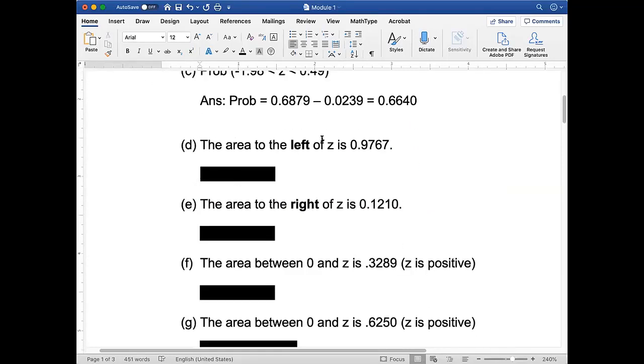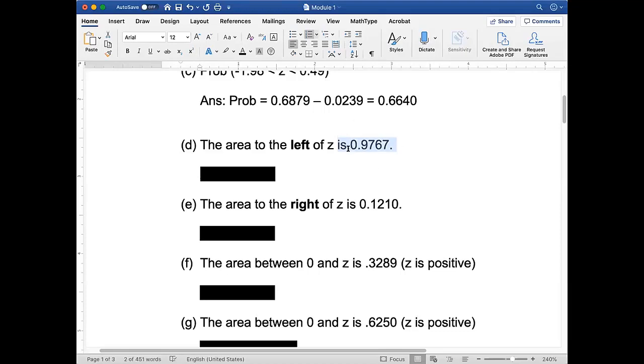It says the area to the left of a Z is 0.9767. The area to the left of a Z is 0.9767. Okay, so you want to ask yourself, what is this 0.9767? Is it a probability or is it a Z-score? Okay, so that means it says area to the left, right? Is it a probability or is it a Z-score? You don't know what Z is. You were given the probability. So this is clearly a probability.